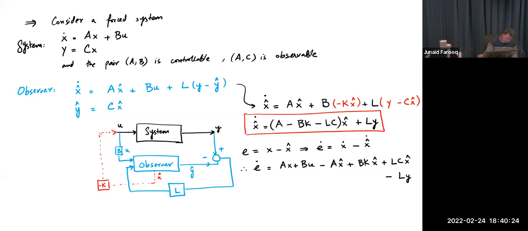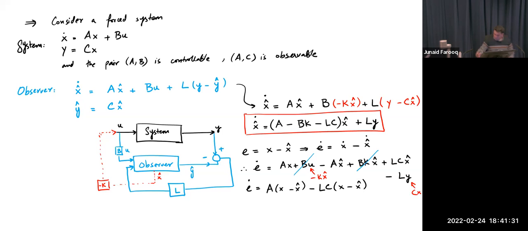Okay, so obviously this y is Cx. So if you try to simplify it, you will get E dot equals, and by the way, this U is minus K x hat. So this will cancel with this. And what you're left with is A times x minus x hat minus LC times x minus x hat. Yes, the U, yeah, right. Yeah, that's how they will cancel out.